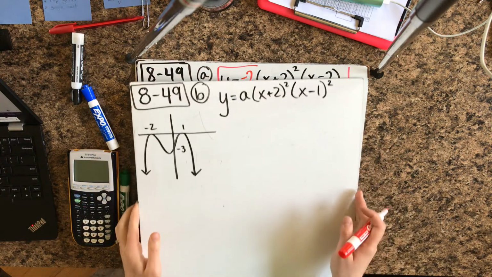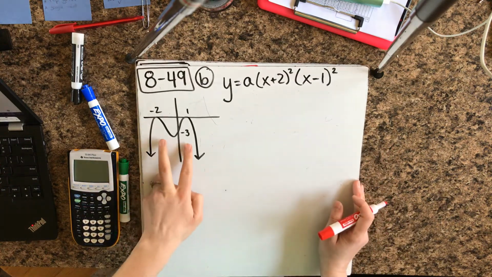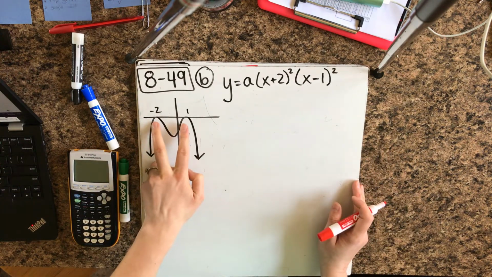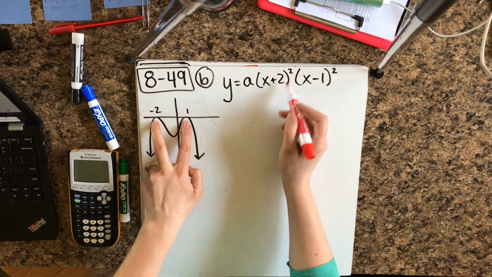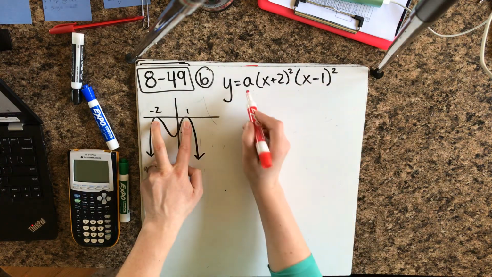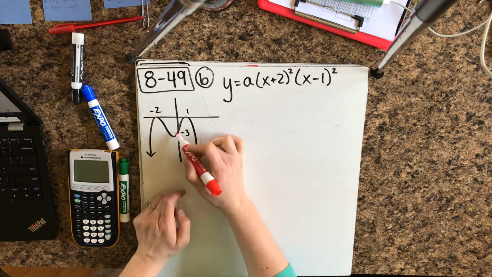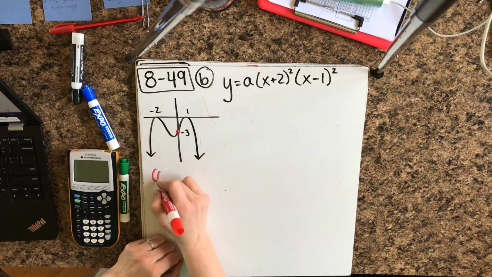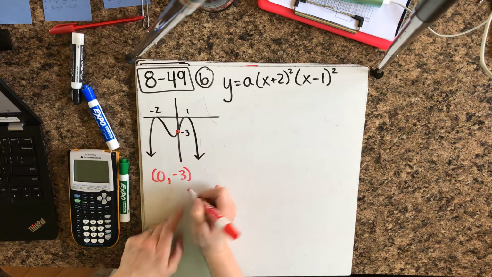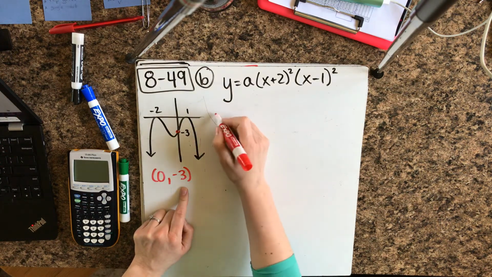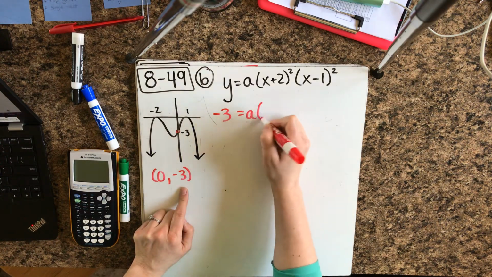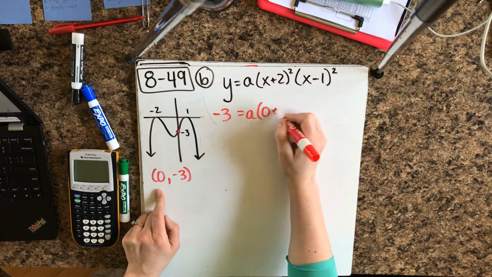For 8-49 part B, okay, same thing, there's two bounces here. It's at -2 and at 1. So x plus 2 squared, x minus 1 squared, I don't know my a value. They do tell me my y-intercept again. That's 0, -3. So my y value, -3. Every time I see an x, I'm going to plug in 0.